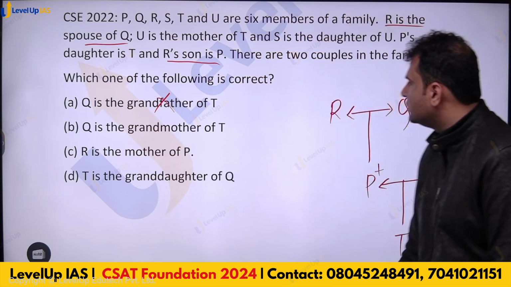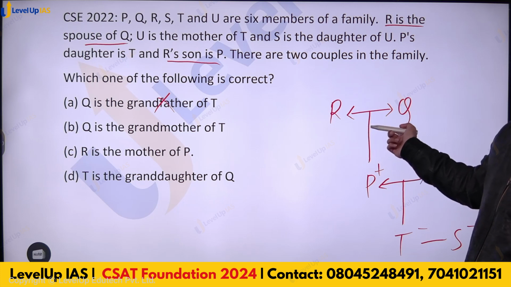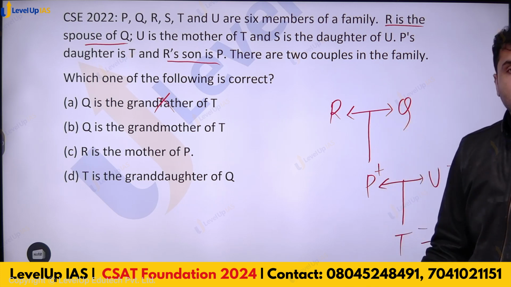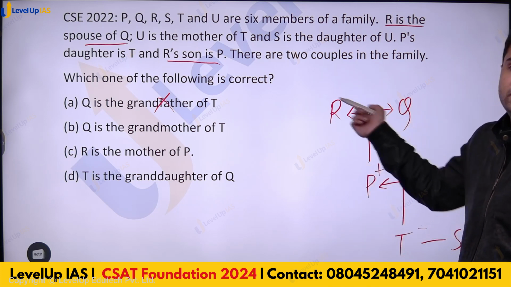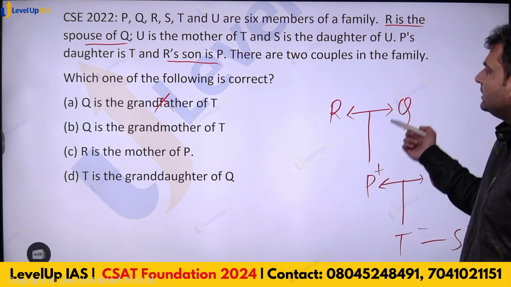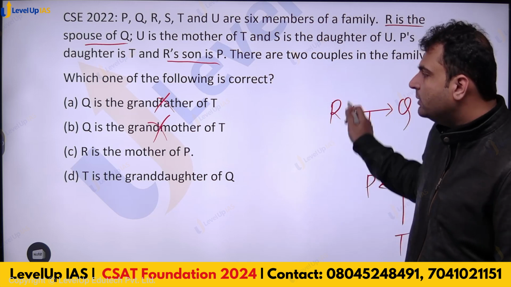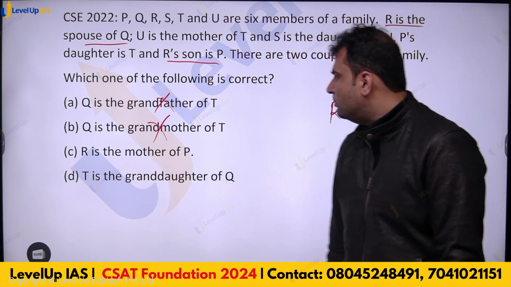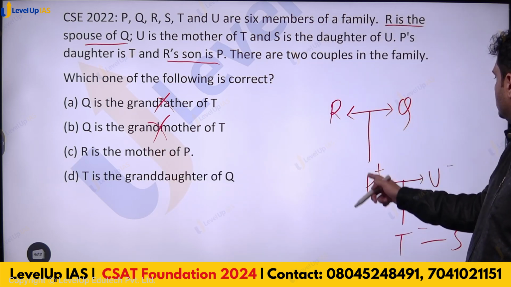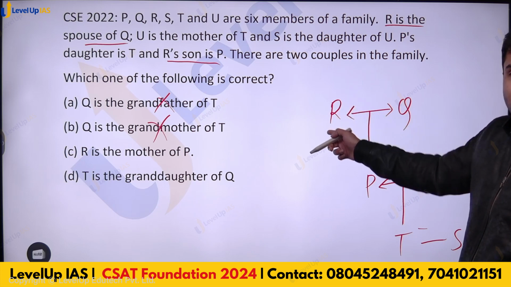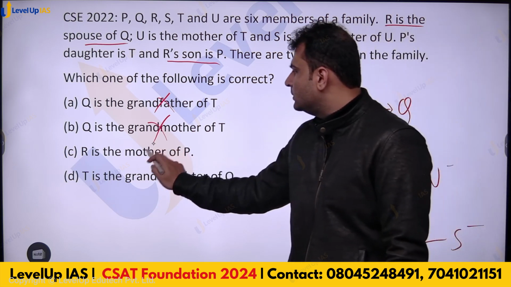Second, Q is grandmother of T. Same story. We don't know the gender of Q. Q can be female or male. If she is female, then she is grandmother. If male, then grandfather. But it also cannot be concluded from the given family tree. R is mother of P. No. R could be father or mother. Again, R's gender is not known.